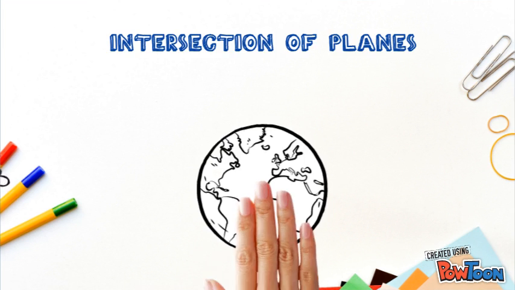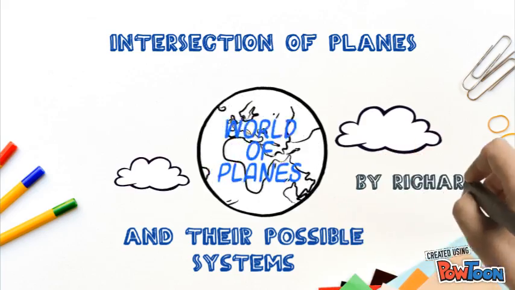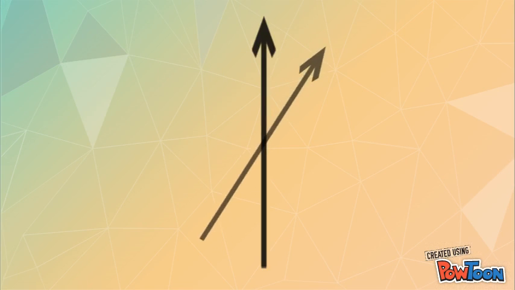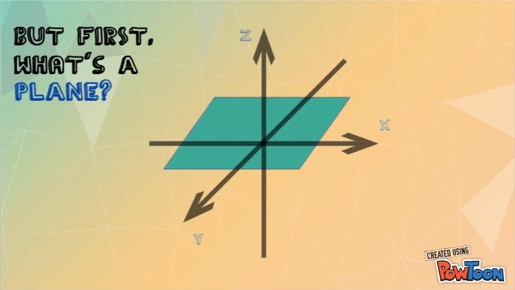Hey guys, it's Richard, Ivan and Jeff here, and today we are going to talk about the intersections of planes and their possible systems. But first, what is a plane? A plane is a flat two-dimensional surface that extends infinitely far.